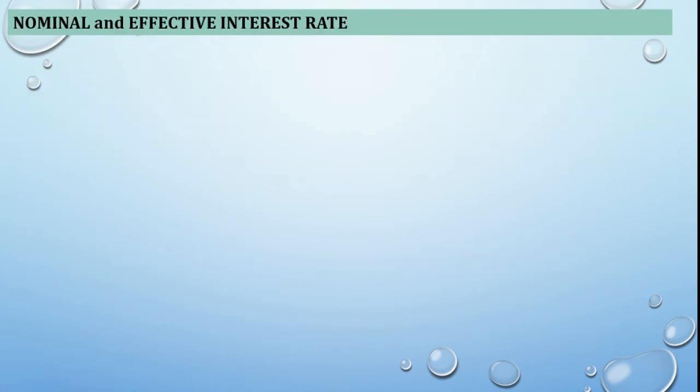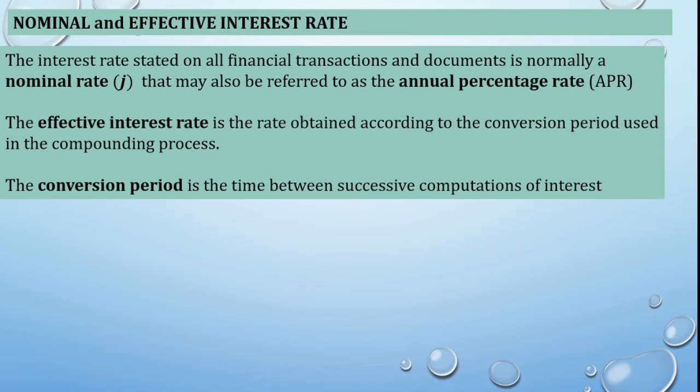Nominal and effective interest rate. The interest rate stated in all financial transactions and documents is normally a nominal rate, denoted by J. That may also be referred to as the annual percentage rate. The effective interest rate is the rate obtained according to the conversion period used in the compounding process. The conversion period is the time between successive computations of interest.